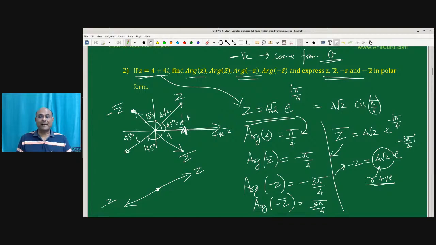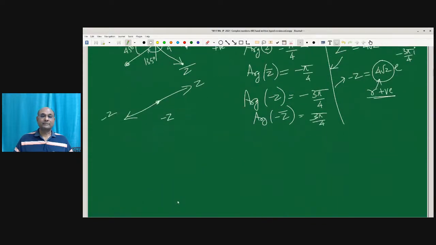By definition, R is magnitude. So never forget, this is always positive. Notice here also it's positive. Minus Z, I could have written minus Z. If some of you thought minus Z was minus 4 root 2 e power I pi by 4, statement wise it's correct. Correct, but not polar form.